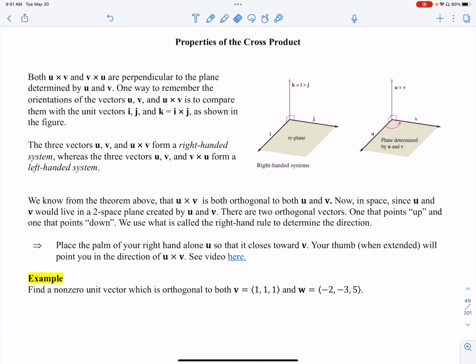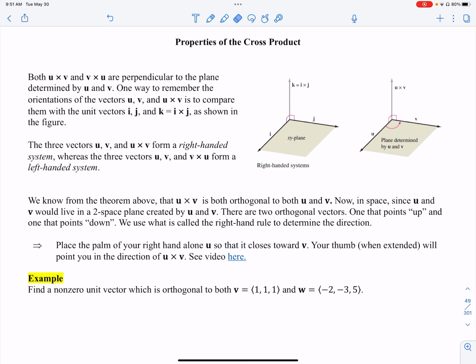We can create this right-handed system from this, and that's what they're talking about over there. The important part I need you to get into your head is that U cross V gives me a vector that's orthogonal to both. We're going to use it quite a bit.